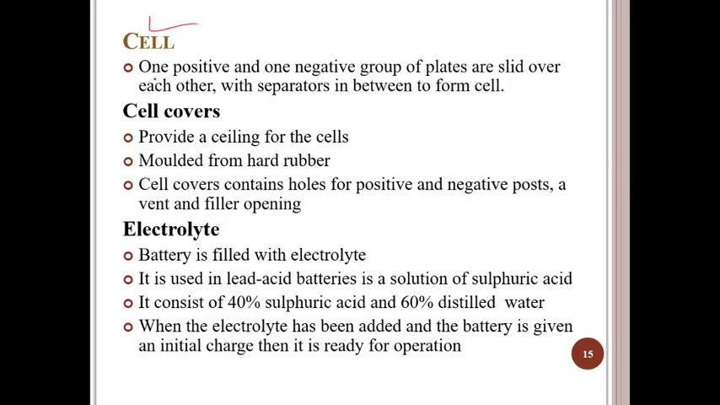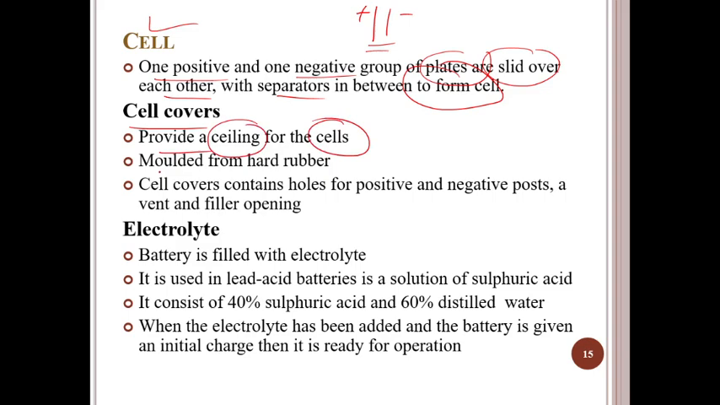What is a cell? One positive and one negative group of plates are slid over each other with a separator in between to form a cell. This is the plus, this is the minus, that is called the cell. Cell covers provide a seal for the cells and are molded from hard rubber. The cell cover contains holes for the positive and negative posts, a vent and a filler opening.